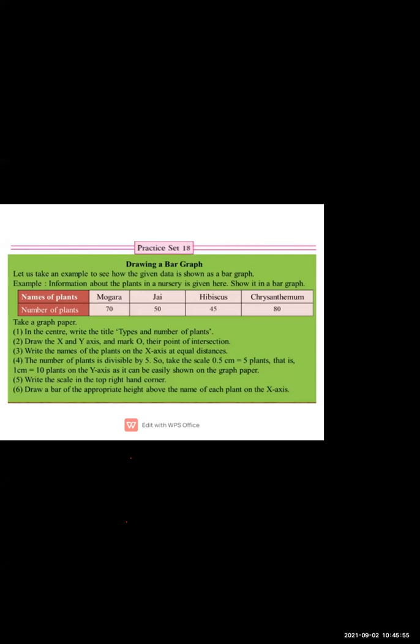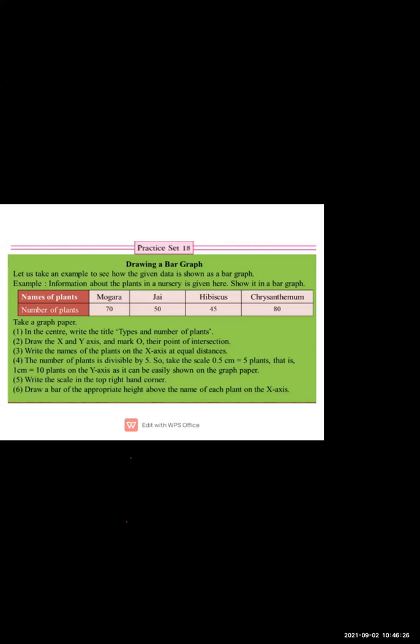Every bar graph box is of 1 centimeter. The distance of the boxes in a bar graph is 1 centimeter. So 0.5 centimeter means half centimeter. Half box is equal to 5 plants. That is 1 centimeter, meaning one full box is 10 plants. It means the scale will be 1 centimeter equals 10 plants on the y-axis.